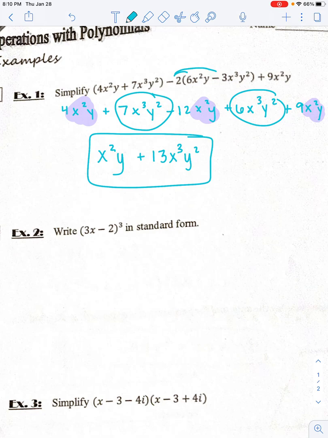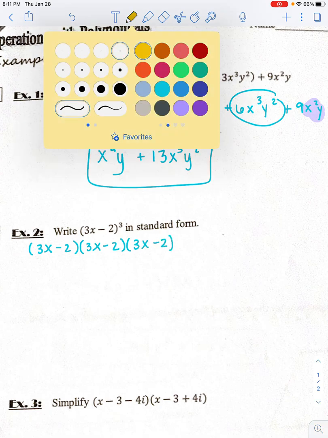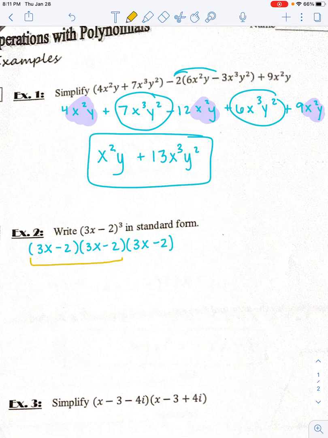All right, example 3, we're going to be writing this in standard form. Standard form just means you go from your highest degree to your constant term. So this is 3x minus 2 cubed. So I do write this out 3 times. I am going to distribute just these first two together and combine them, and then distribute that last one together.